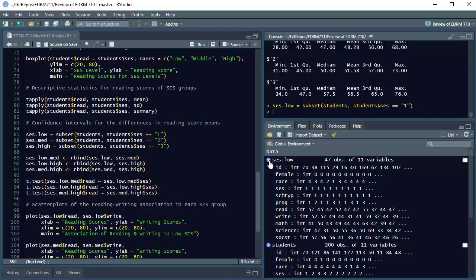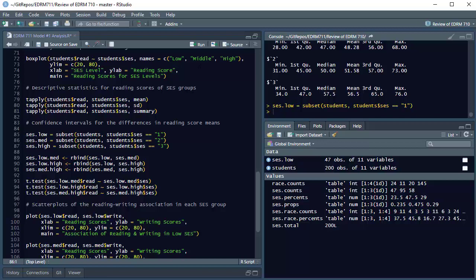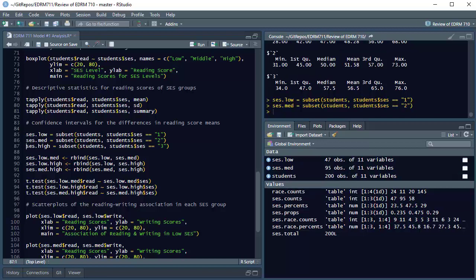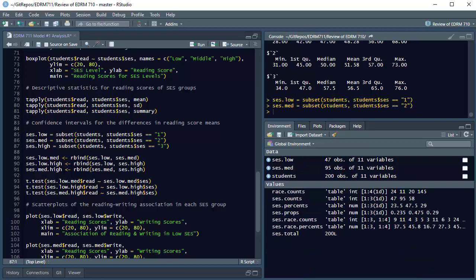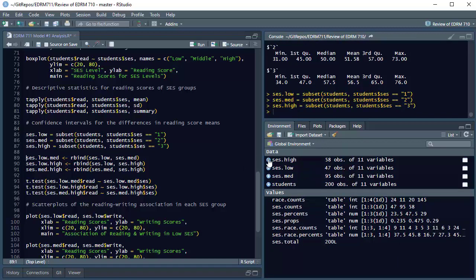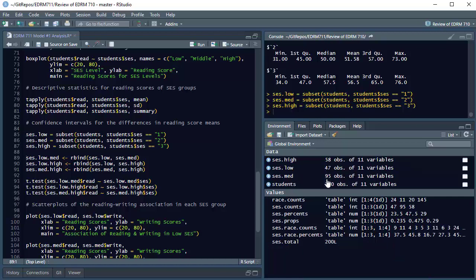Similarly, if I were to do it for medium, let's do that. I'm going to set SES equal to 2, and if I look at this, sure enough, all the SES are 2, and there's only 95 of them. If I now do high, I get 58 observations, and SES is 3. If you look at the observations for low, medium, and high, that should add up to 200. 58 plus 47, that's 105, plus 95 is 200.